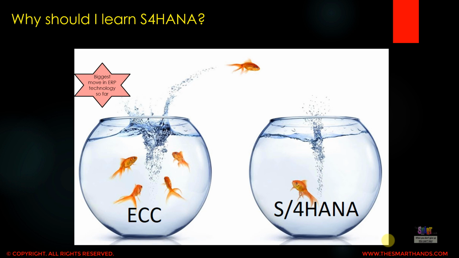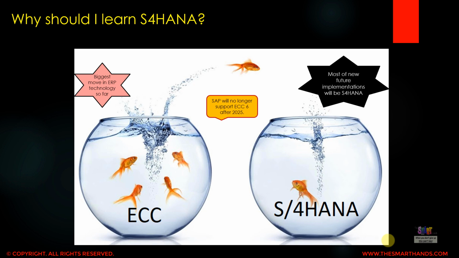First of all, it's the biggest move in ERP technology so far. That means with S4HANA, there's a big change for SAP with the new product and its features that are launched. And as you know, soon SAP will stop providing support for the ECC traditional module by 2025. So it's a big move and a new product in the market. If you want to survive in the market for the long term, we need to learn it. As I just said, SAP will no longer support ECC 6 after 2025. Most of the new future implementations will be S4HANA.